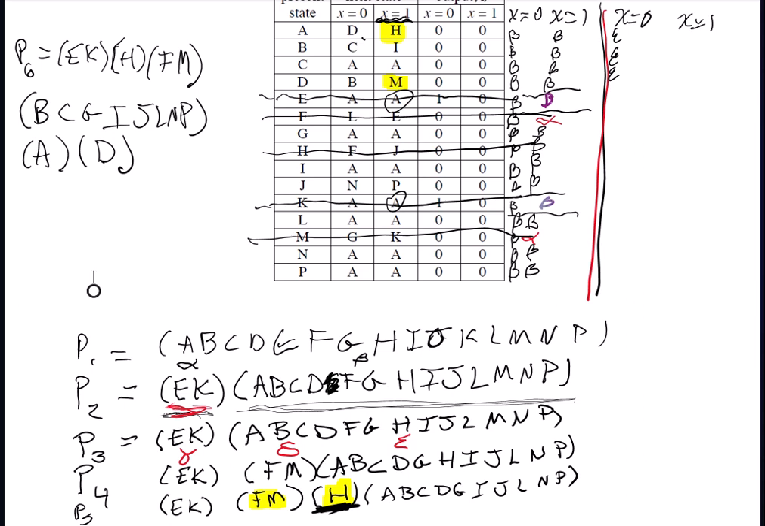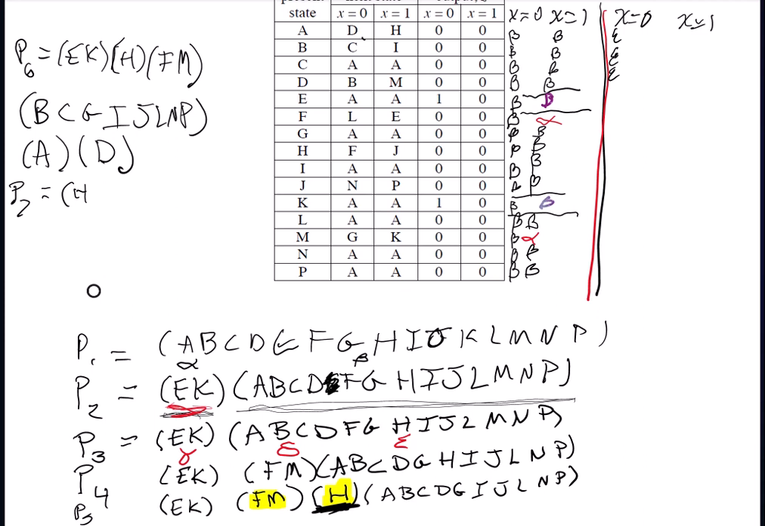Alright, so time to start over again. I'll erase all of this. Alright, so now we're going to have P7, and we know that H, A, and D are going to be in their own partitions because there's nothing else to do. Let's look at zero successors. Let's start with E and K. So E, zero successor is A, K, zero successor is A. Those are in the same partition, so E and K will stay together.